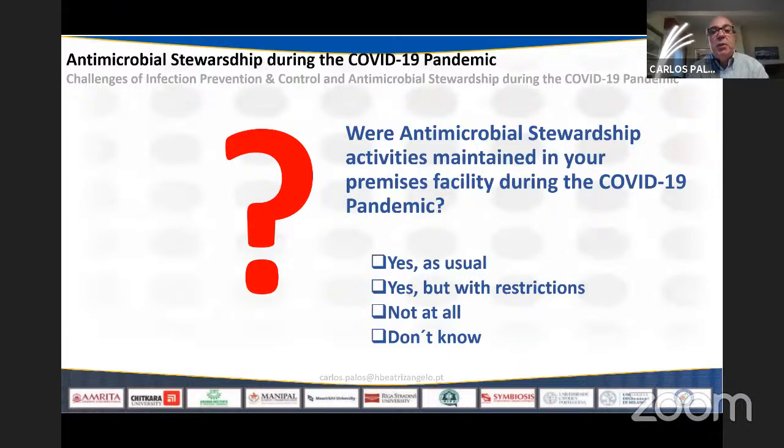So just to finish, were antimicrobial stewardship activities maintained in your facility during the COVID? Yes, as usual; yes, but with restrictions; not at all; or you don't know. Please vote.